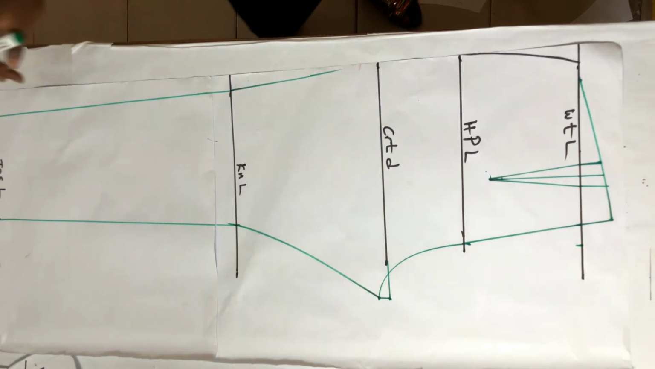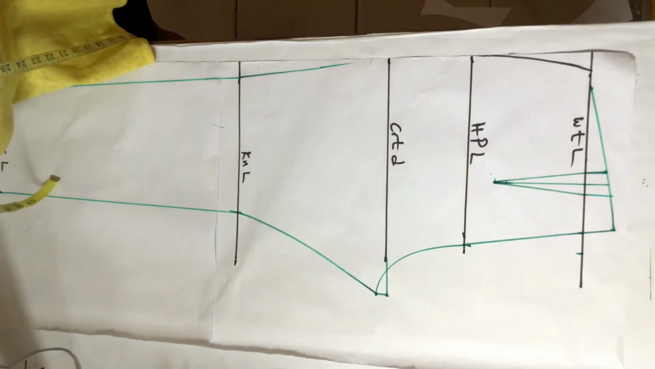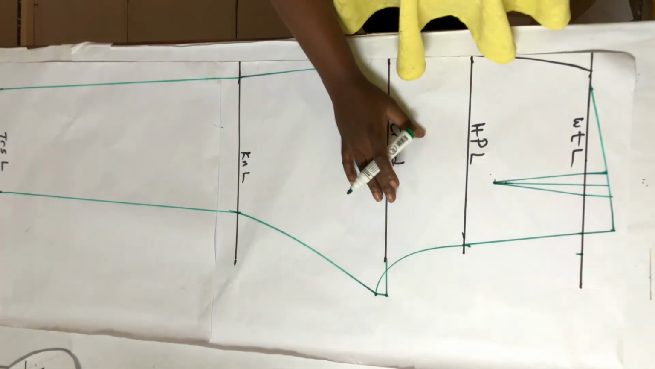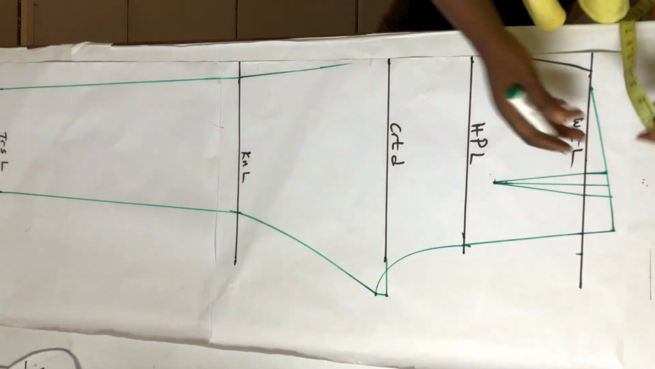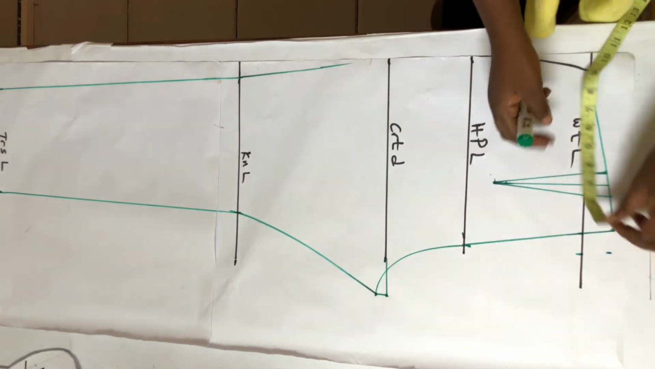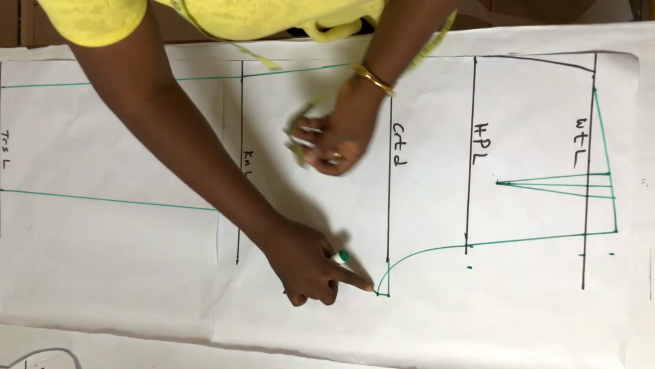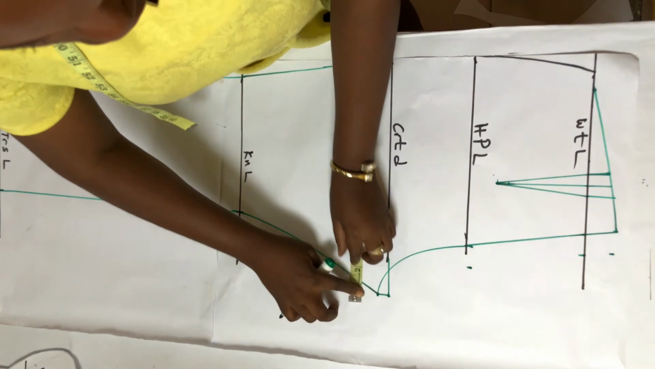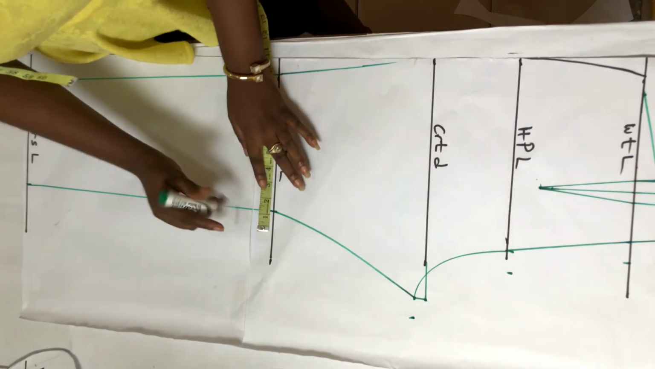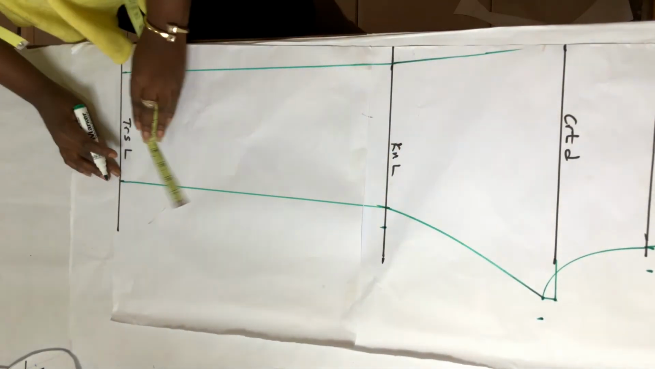The next thing I'm going to do, remember that the back is bigger than the front, so I'm going to add 1 inch here, add 1 inch on the hip line, at this point I'm going to add another 1 inch. On the knee length line, I'm going to add 1 inch. On the trouser length line, 1 inch also.